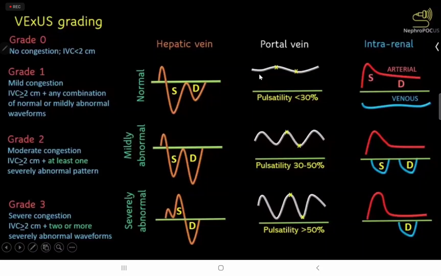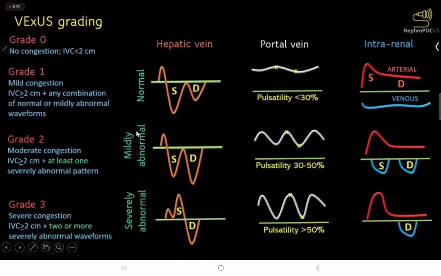In the portal vein, the pulsatility is less than 30%. If it is increased beyond 30% up to 50%, it is considered mildly abnormal. And if it is more than 50% pulsatility, it is considered severely abnormal. In intrarenal vessels, you need to look at the venous flow. Venous flow is usually continuous. If it is systolic and diastolic with no flow in between, it is considered mildly abnormal, and total disappearance of systolic flow with only diastolic flow continuing is a severely abnormal system.